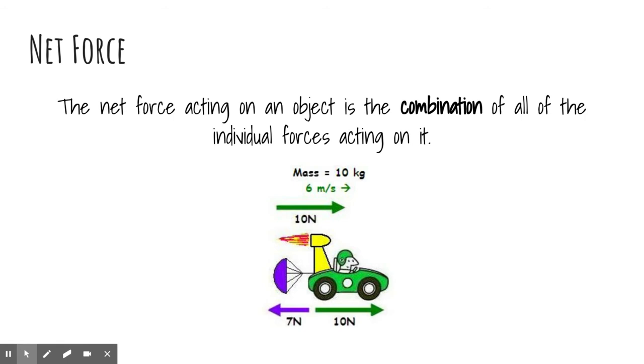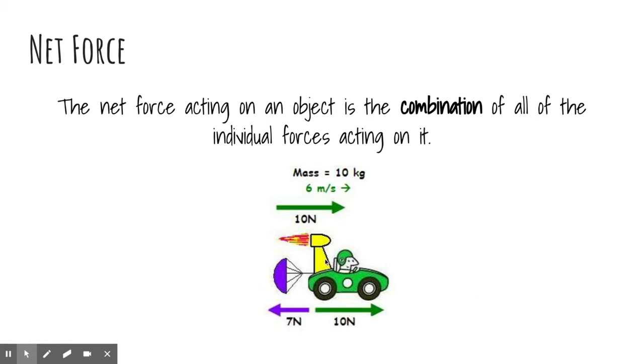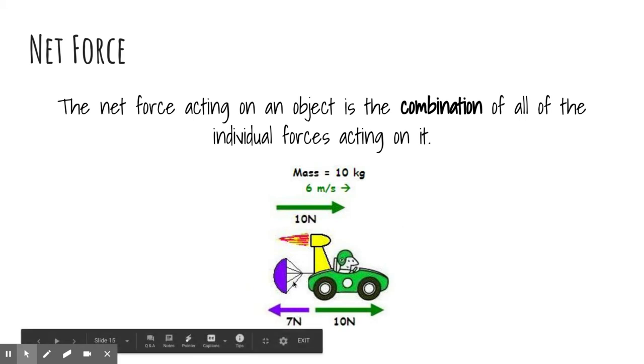If we take a look at this slide, it says the net force acting on an object is the combination of all the individual forces acting upon it. So if we take a look at this race car driver, he is driving, and there is 10 newtons of force, presumably from the engine, pushing him forwards. We also have 10 newtons of force from the turbo booster here, pushing him forwards as well. And we have 7 newtons of force pulling him back from the parachute.